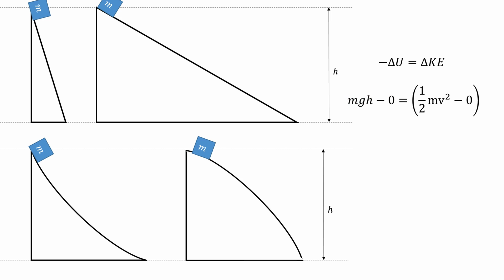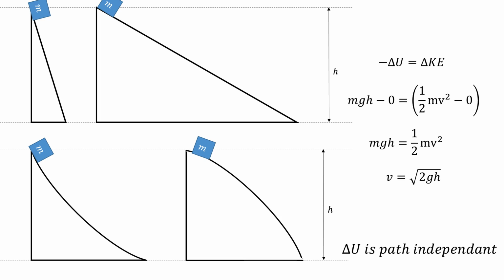As the block loses potential energy, it will gain kinetic energy, so each block will change from 0 kinetic energy to a kinetic energy of 1/2 mv squared. So conservation of energy tells us that regardless of the path chosen, in the absence of friction and air resistance, each mass will achieve the same speed as if they had all been dropped straight down.